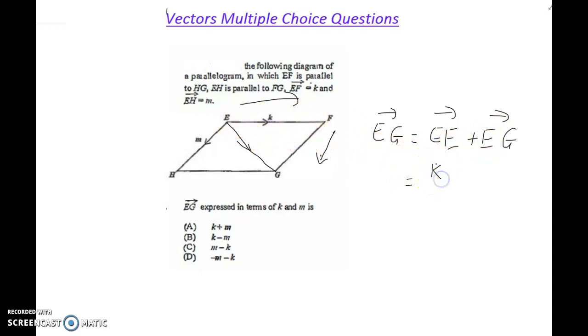Let's write in our EF because we have that already. EF is K. Again, it's a parallelogram, so vector EH was M, and coming back here, this would also be M. And this one is easy. We don't have to change direction or anything because they both go in the same direction. So this is our answer, K plus M. Vector EG is K plus M. Our answer is A. And that's it.